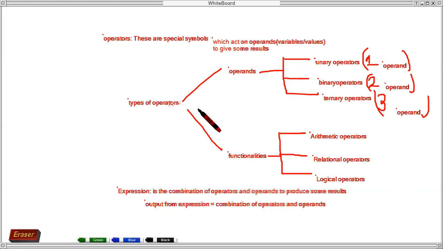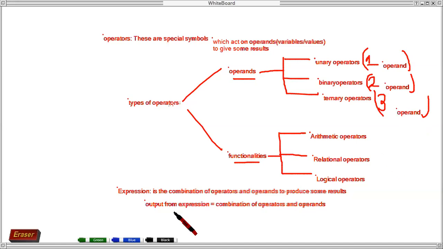Now, as we have already seen, the types of the operators are categorized into two subcategories: one is the operands, and one is the functionalities. On the basis of the operands, we were discussing unary operator, binary operator, ternary operator. Why did we say that it is divided on the basis of the operand? Because the total number of operands present in the expression decides what kind of operator we are using.